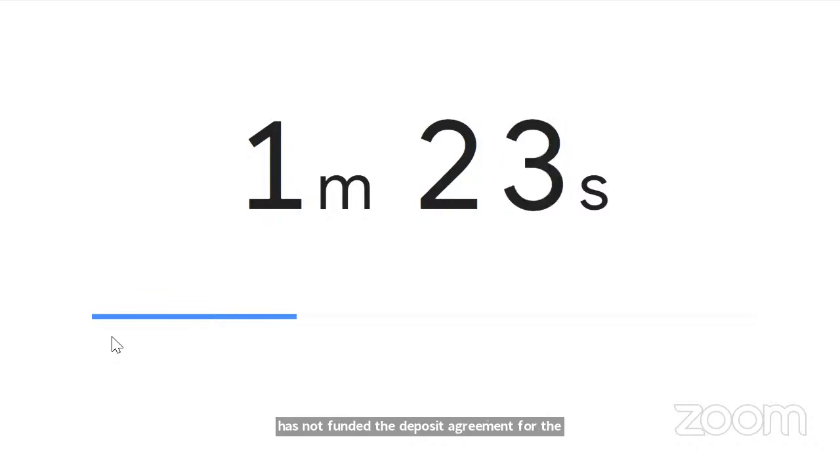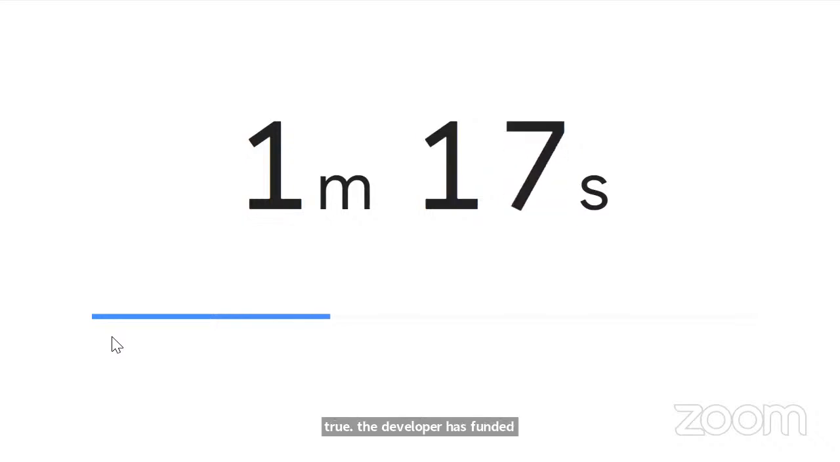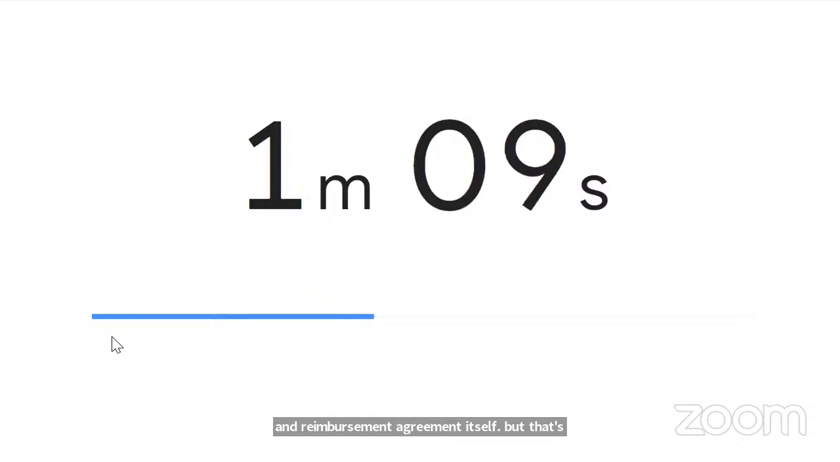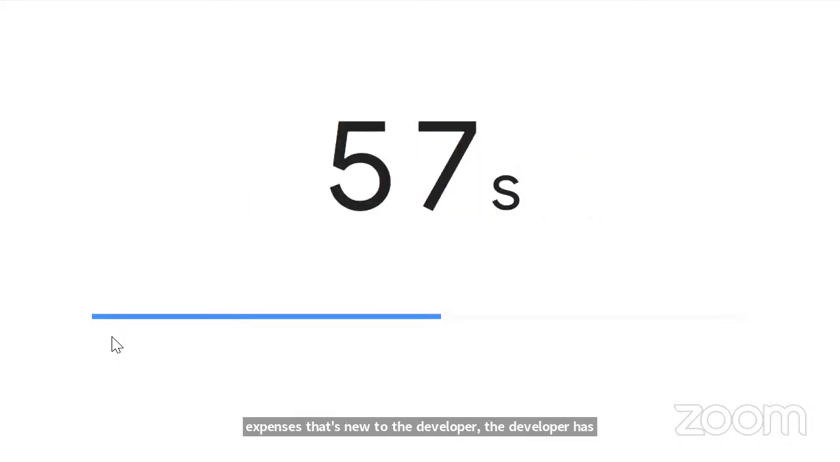That is not true. The developer has funded the agreement. What remains to be done is to actually execute the deposit and reimbursement agreement itself, but that's because we're still negotiating the language. But it has been funded. And as for the $279,000 in expenses, that's new to the developer. The developer has not seen any of those invoices. So I want to clarify that.